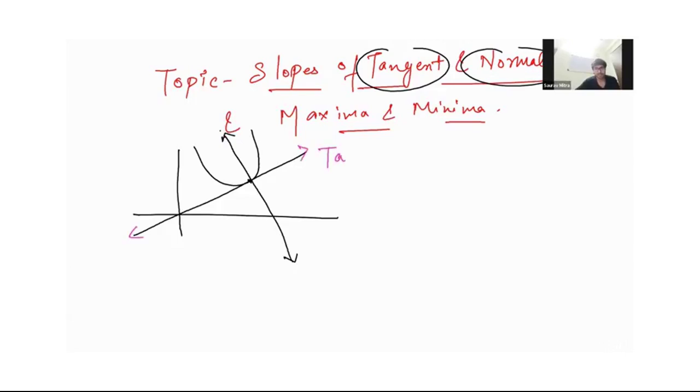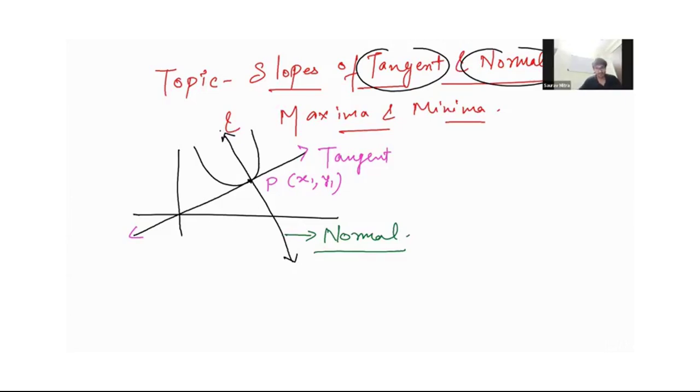See how it is said to be a tangent. A tangent touches the curve at one point, so this is your point of contact. Let us suppose it is P, and the coordinate of P is x1, y1. The line touching the curve will be your tangent, and the line which is perpendicular to the tangent will be your normal. So this line is your normal.